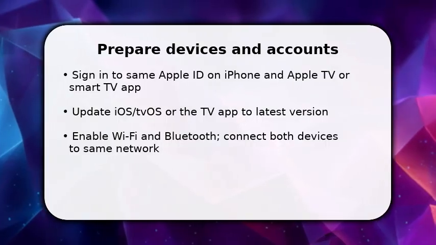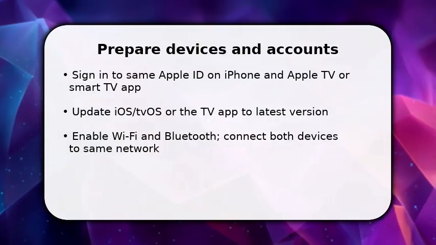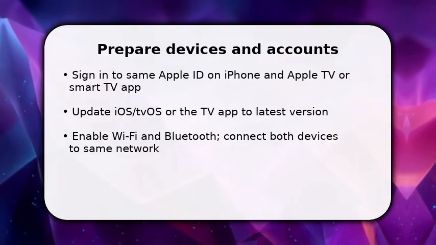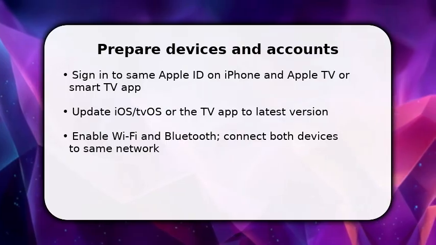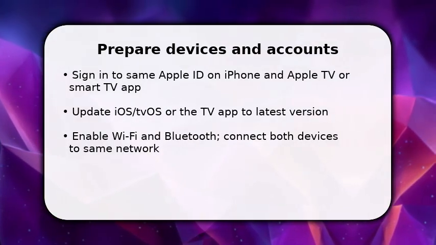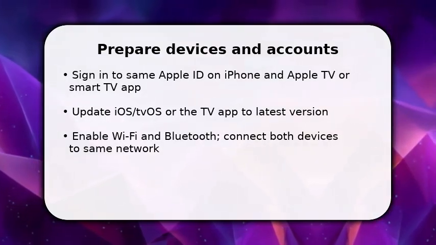You start by confirming your devices and accounts match. Sign into the same Apple ID on your iPhone and the Apple TV or Apple Music app on the TV, and update the software so features work. Once done, make sure Wi-Fi and Bluetooth are enabled and both devices are on the same network. This allows discovery and playback control.